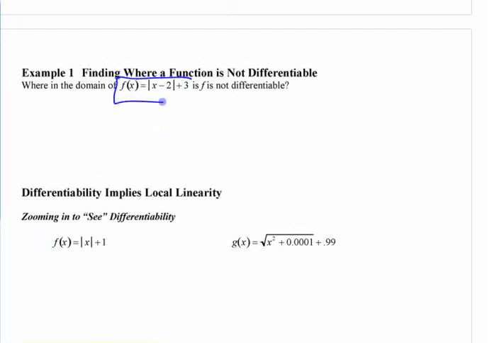This is like absolute value, except it's translated one way and another way. If you have the graph of absolute value of x, and you know what that looks like, and you want to move it, the derivative's undefined at 0. So if you move that 2 to the right and 3 up, where is the place that's not differentiable? 2, right? Not differentiable at 2.